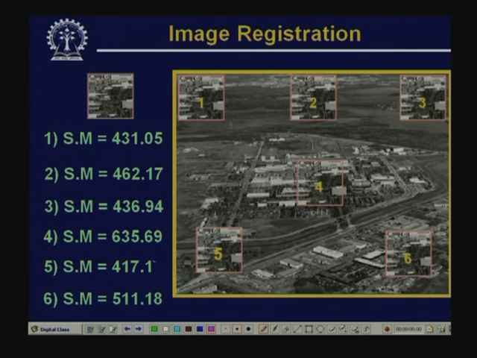So, you see from these similarity measure values, and if I compute for all possible locations, of course I cannot show all of them on the screen, you will find that the similarity measure is maximum, that is 635.69, for location 4 in the given image. And exactly this is the location from where this particular template F was cut out. If you look at this picture after placing the template, you find that there is almost a perfect match.